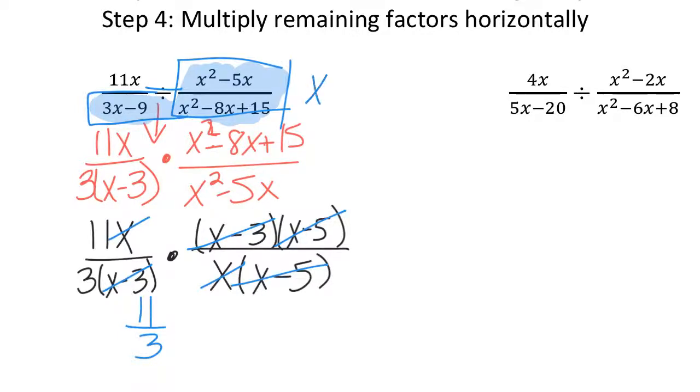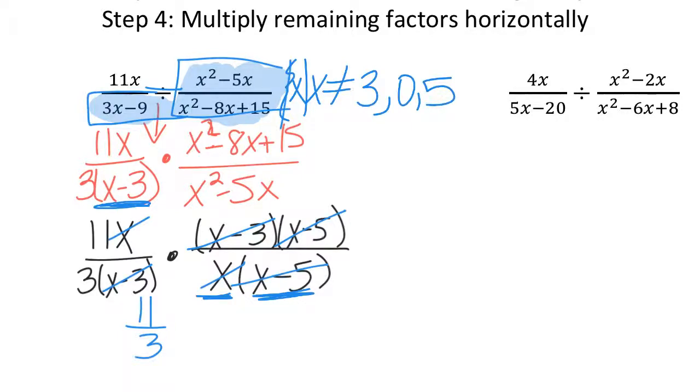So we say that x cannot equal, let's see, from here, positive 3. From here, 0. From here, 5. From here would be positive 5. I don't have to list it twice. And from here, positive 3. So there's my domain. I have to look at all of the second fraction in order to determine which numbers x cannot be.